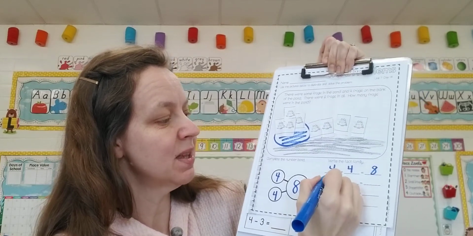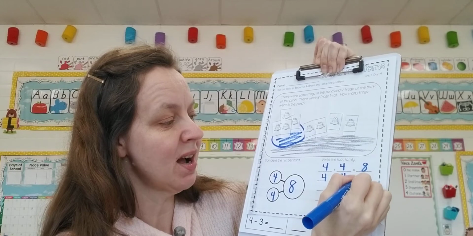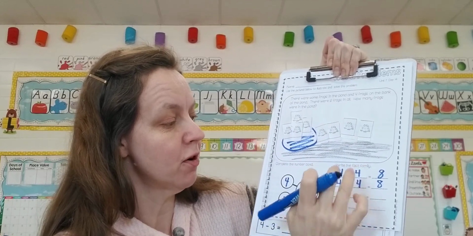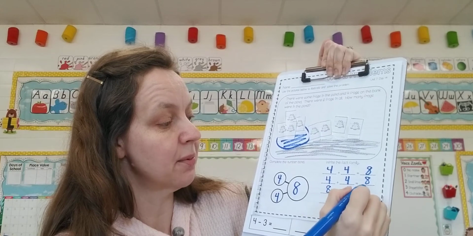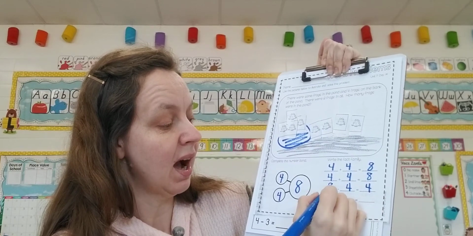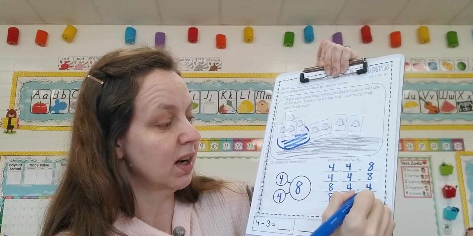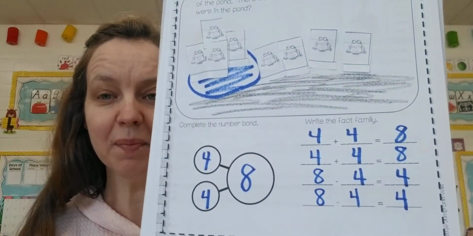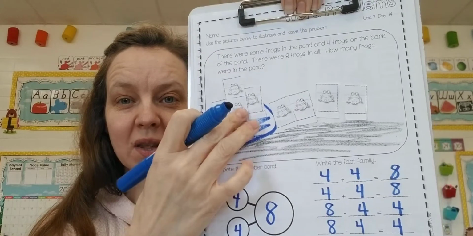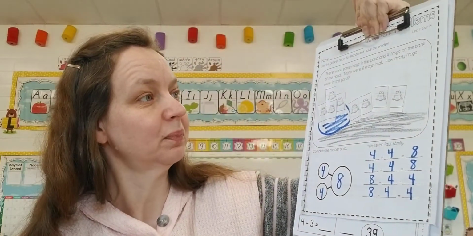Guess what? It's going to be the same for this because you can't turn them around. We got 4, 4, 4, 4. And then over here, we're going to do 8 minus 4 equals 4. And again, 8 minus 4 equals 4. That was a silly one. You can't flip it because the numbers are the same. 4 in the pond, 4 on the bank.